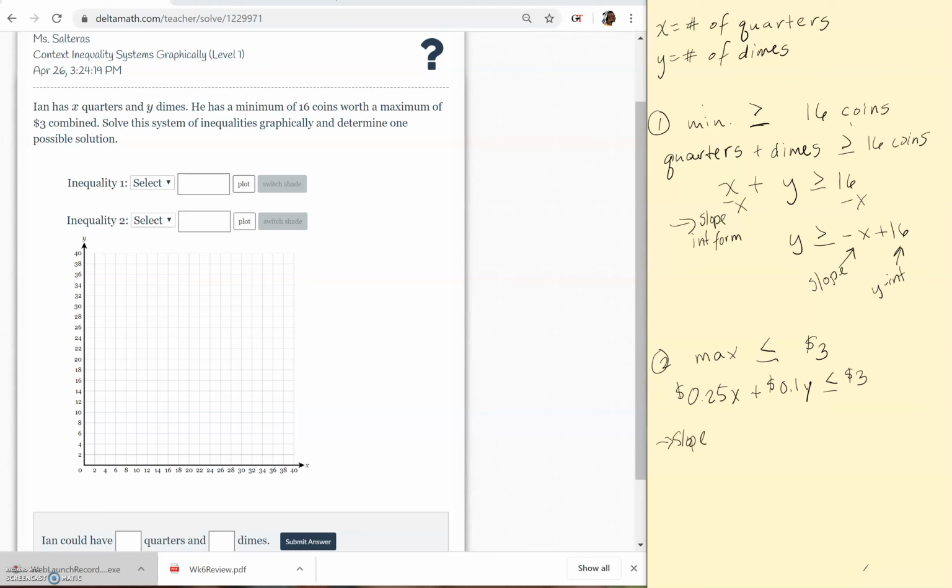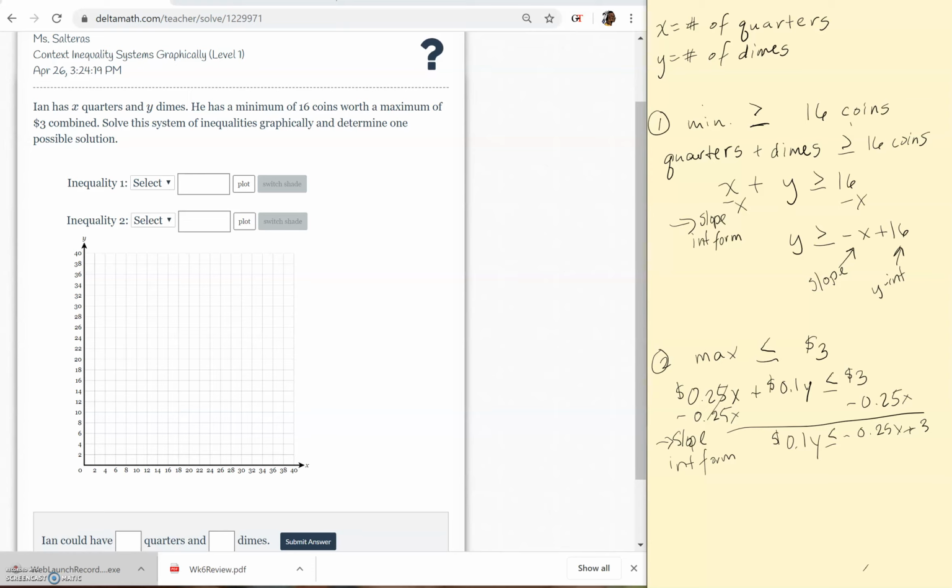So we want to get this y by itself. The first thing that we want to do is subtract this 0.25x from both sides. So that means that this cancels out. We're just bringing down this 0.1y less than or equal to negative 0.25x plus 3. You cannot combine them. They are not like terms. They both do not have an x, so you have to separate them.